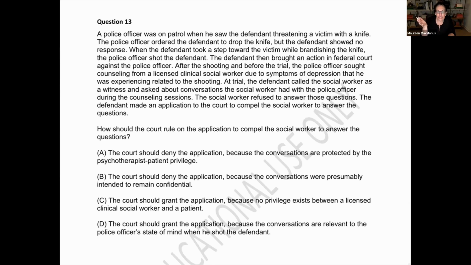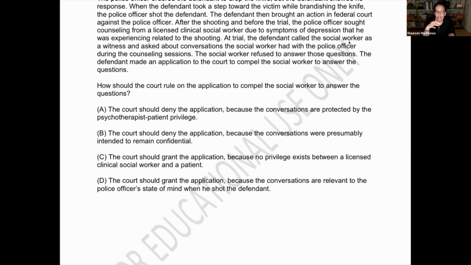The social worker refused to answer those questions. The defendant made an application to compel the social worker to answer. So how should the court rule? A, they should deny it because they're protected by psychotherapist-patient privilege, and they are. So you do need to know that a social worker is a therapist. So A looks like our good answer here.